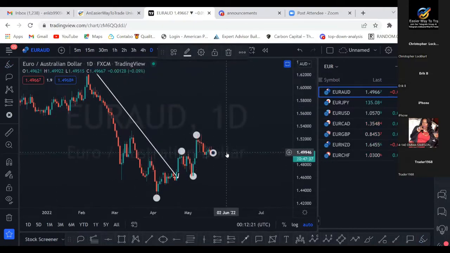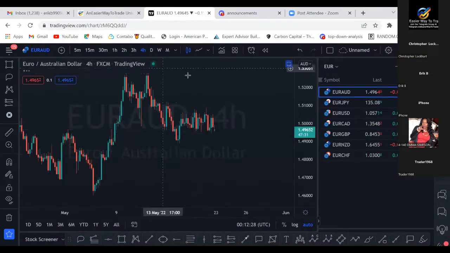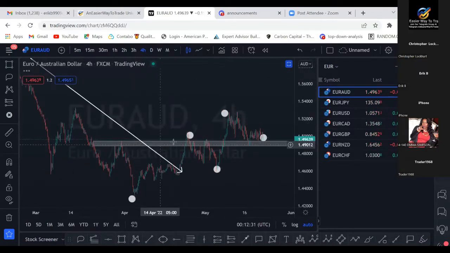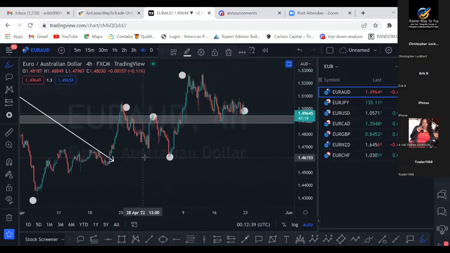And this is the higher time frame, guys. What did it do here? Broke, break, and retest. So let's go down to the 4 hour. Started rejecting here. You guys see it? That was another rejection here. You couldn't see that on the daily. Over here is another rejection. See how easy that is?